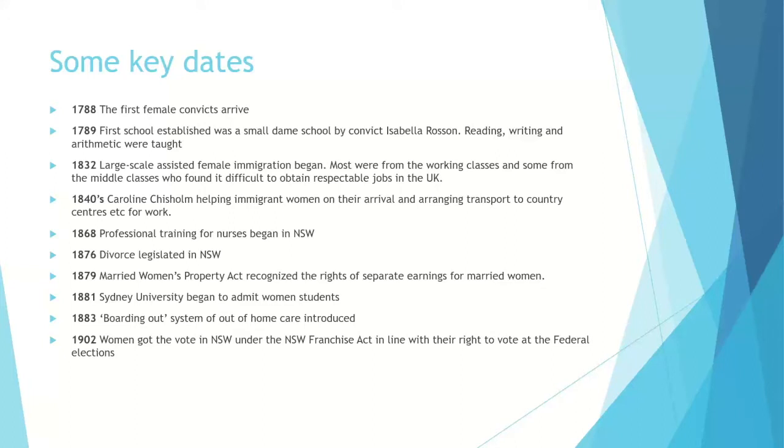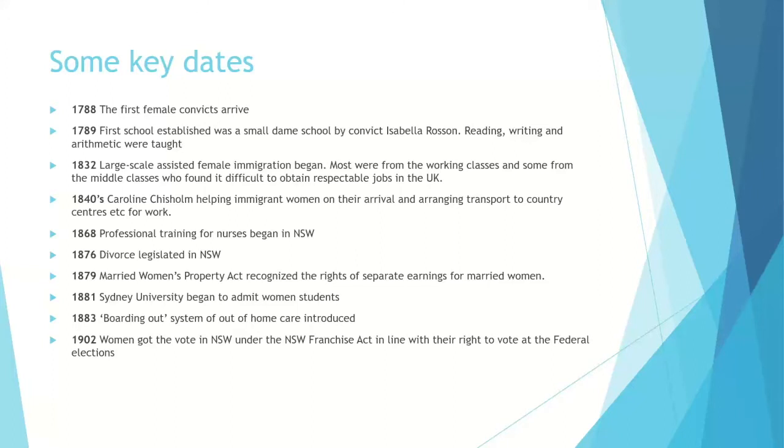By 1868, they were starting to professionally train nurses in New South Wales. In 1876, divorce was legislated in New South Wales. So prior to that, you could obtain a divorce or a legal separation, but the first legislation came into being in 1876, which was quite late for Australia. In 1879, the Married Women's Property Act recognised the rights of separate earnings for married women, so that was a very important thing.